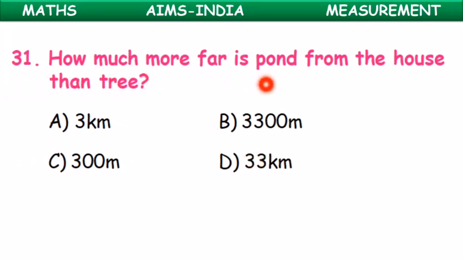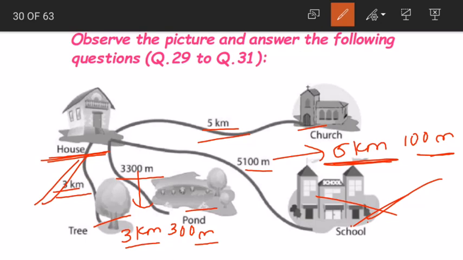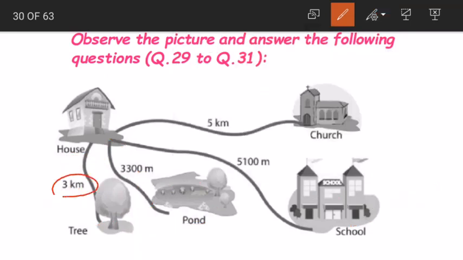Next question 31. How much more far is a pond from the house than tree? How much more far away is our pond from the house than the tree? So what is the distance from house and tree? It is 3 kilometers. From the house to tree, the distance is 3 kilometers. Now when we come to house and pond, the distance is around 3300 meters. This is a little bit more far away from the tree. So we have to find out by how much is it more far away.